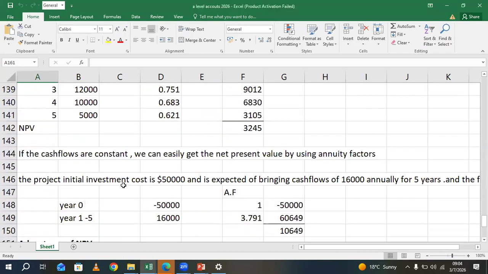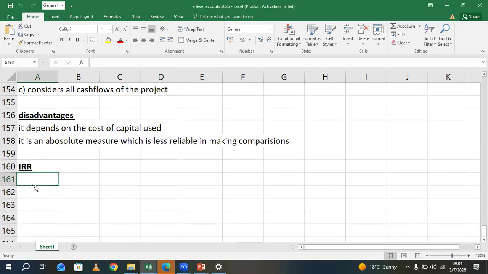So let's have this up here. Internal rate of return, that's what we want to look at. We'd already written the subheading last time. So what is the internal rate of return? That is the first thing that you need to know.